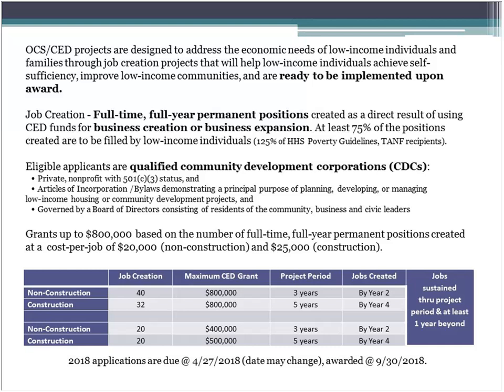So based on last year's announcement, the current due date for the next round is April 27th, but that date may change. Last year's application was due in July, but 2 years before that, they were due in April. But no matter when it comes out, awards will be made right around September 30th, and that would be the start date of the project period.